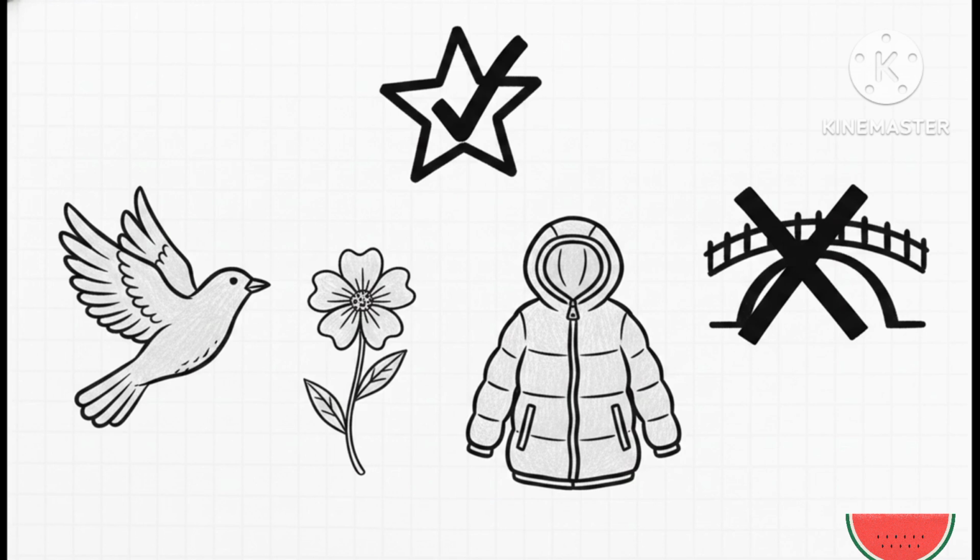Exactly. We never use an with consonants because we simply don't need a bridge. Bird begins with b, flower with f, coat with c. All three are consonants, which means we strip away the n completely to maintain efficiency in our speech. You would write a bird, a flower, a coat. Make sense? Now, let's flip the script for the absolute final test.